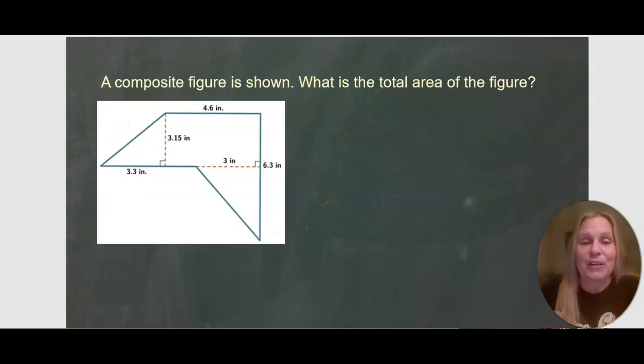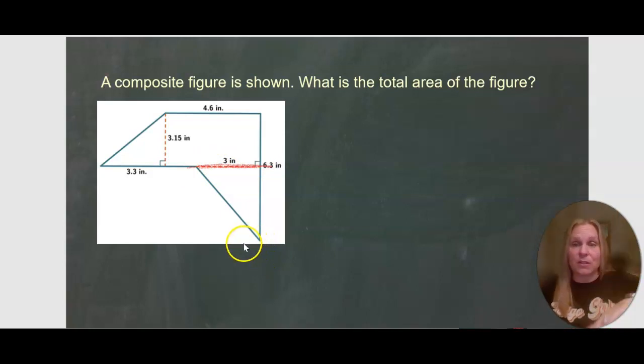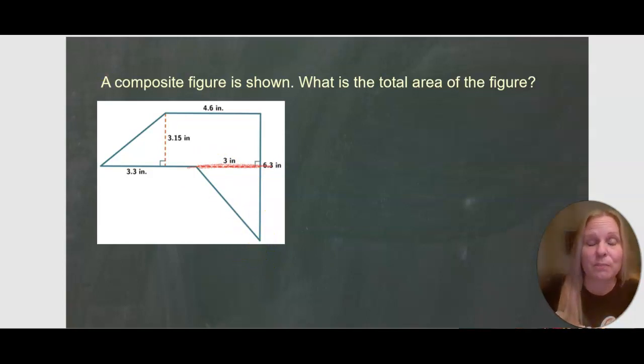Another composite figure. So again, I'm going to look at this whole top piece as a trapezoid, and I'm going to make my cut right here where they kind of already made it, right there. I'm going to cut off that triangle on the bottom. I'm going to look at the piece on top as a trapezoid.